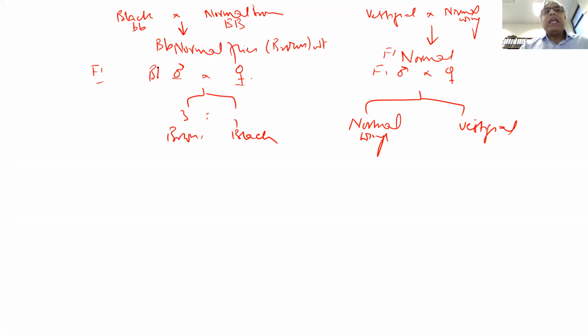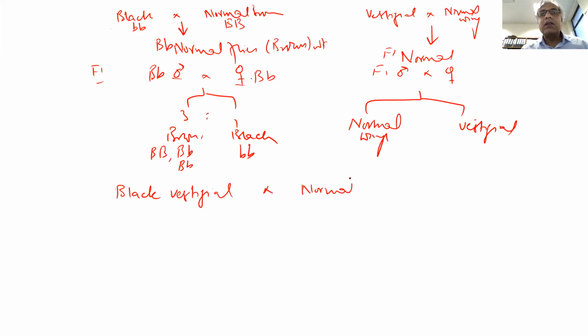And when you have males with this phenotype, you will get 3:1. Two browns and one black. And the same is the case for vestigial. Now, what they did next was they said, okay, let's take the black vestigial and cross them with normal flies, normal wings and normal body color. What will be the phenotypes? Sorry, genotypes.